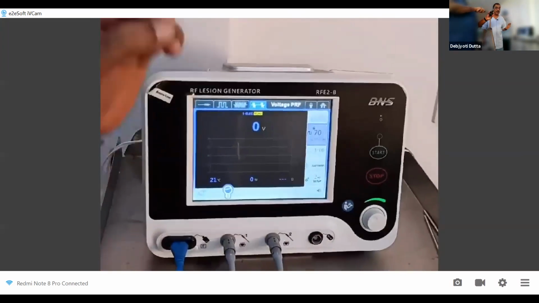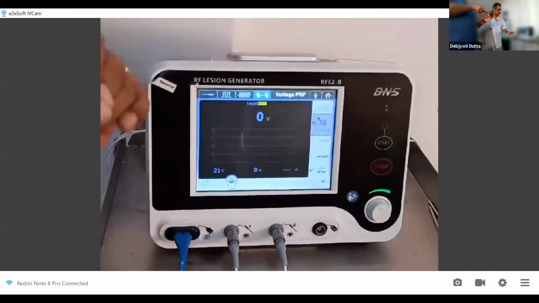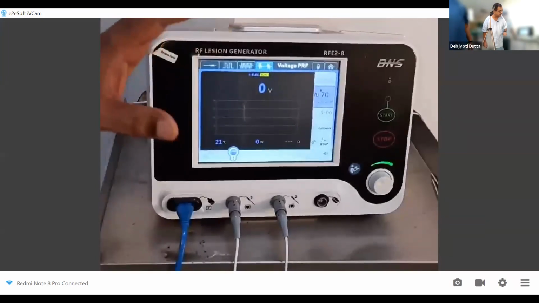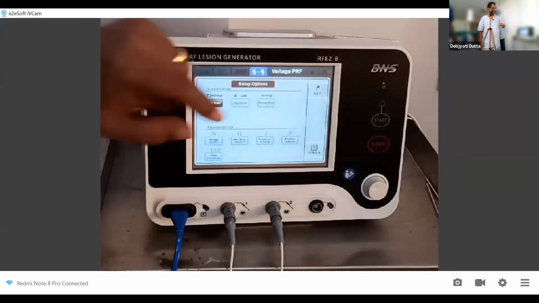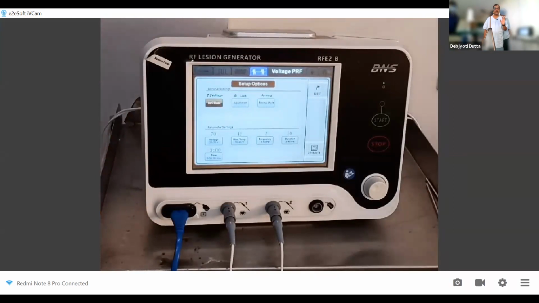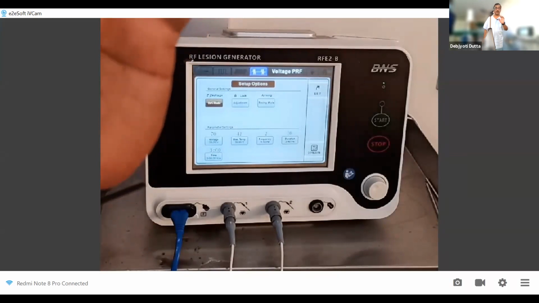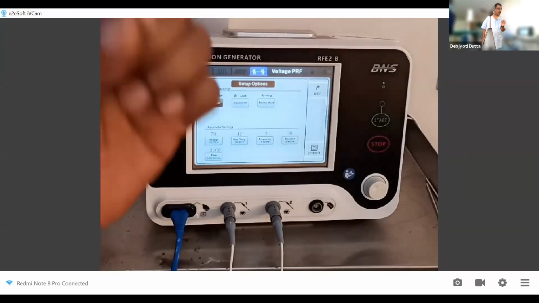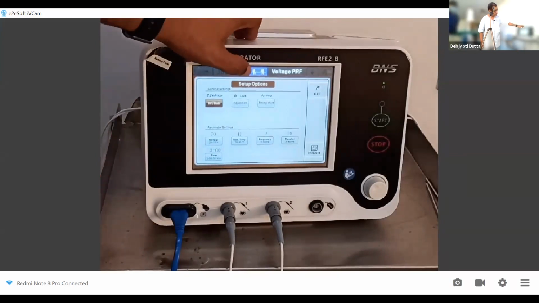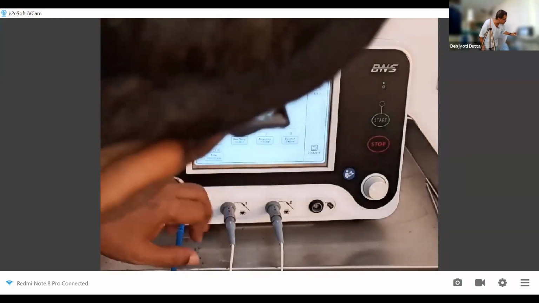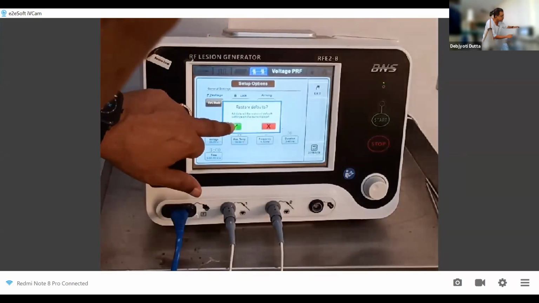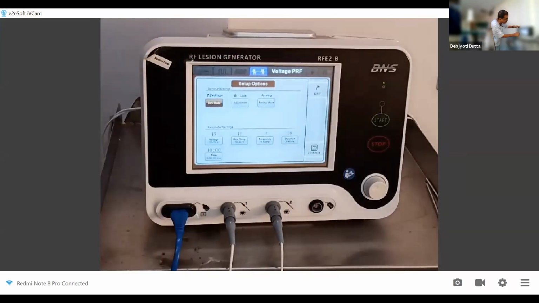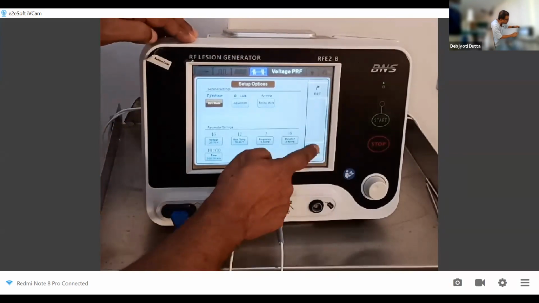That is the standard parameter for the pulse radio frequency, but you can change it. You can change it to different parameters for the pulse radio frequency. That means you can change the voltage, you can change the pulse width, and you can also change the frequency of pulse radio frequency. So now, default setting is 2 hertz pulse, but you can change it. Restore default setting, yes.